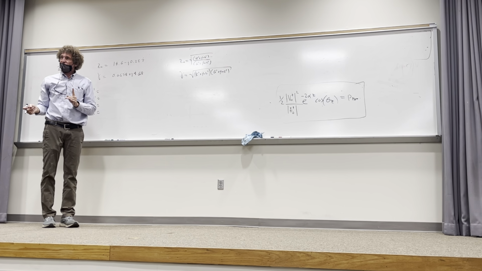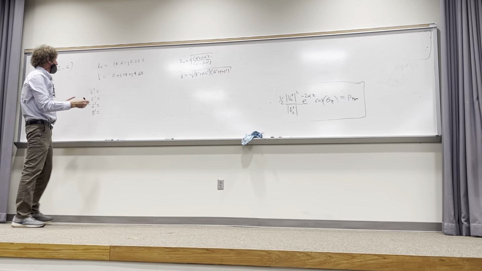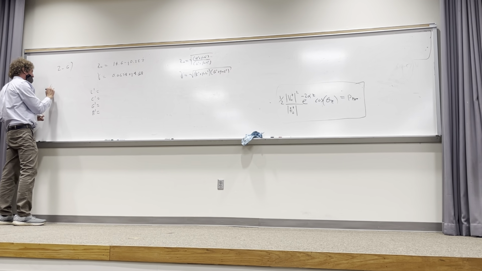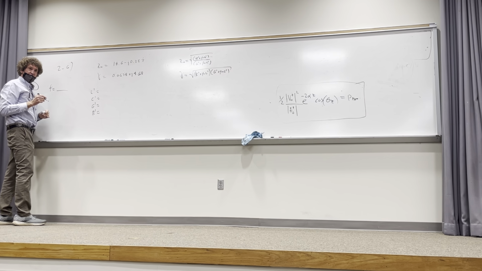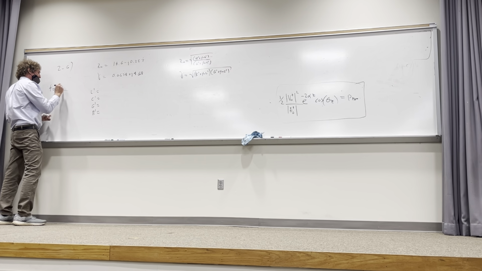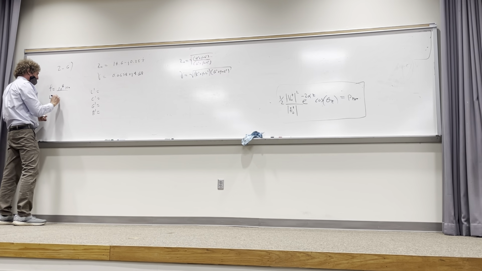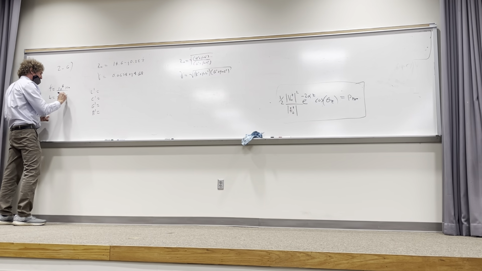Now, look for a second and think. Oh, they also give you the frequency, don't they? F, I forgot what it is. Anybody? 100 megahertz. So it's 10 to the 8th hertz, which means omega is 2 pi times 10 to the 8th hertz, right?